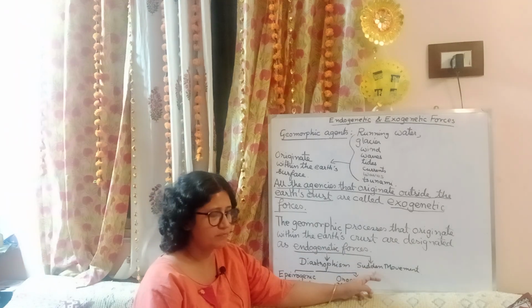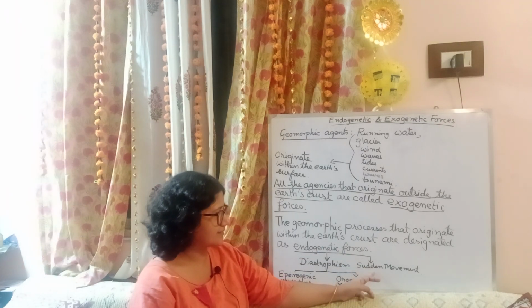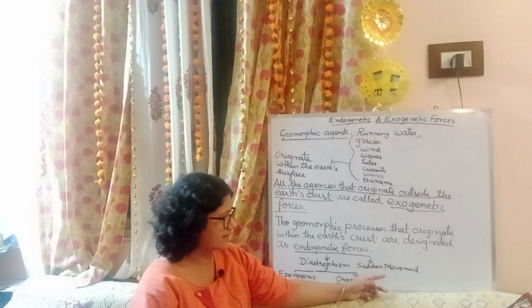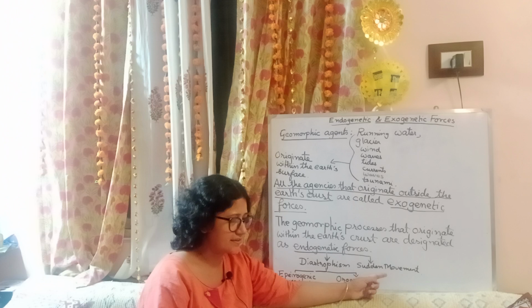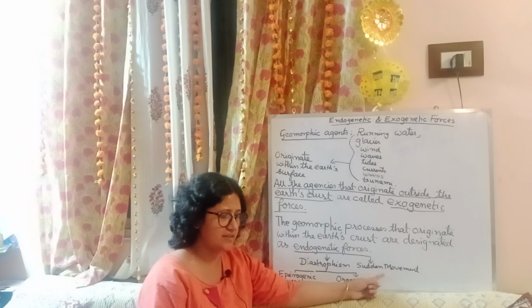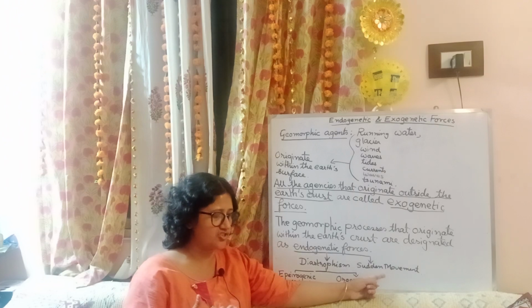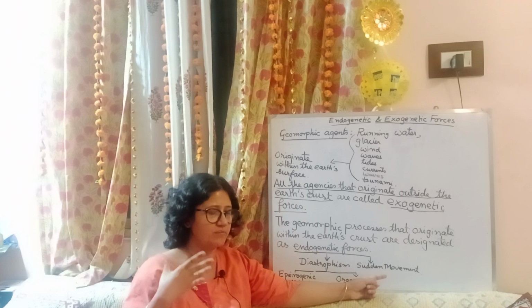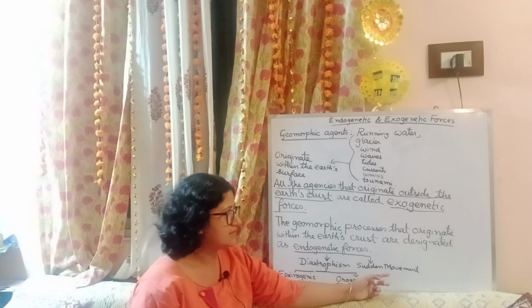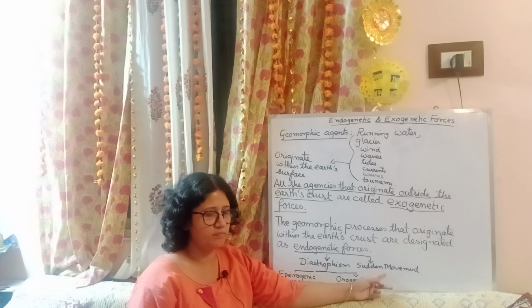Then there are sudden movements, which we see where endogenetic forces act. Sudden movements can be volcanic eruption, or earthquake. These are caused by sudden shaking of the earth's surface or sudden eruption from within the surface of the earth. The lava comes out, that is known as the sudden movement.